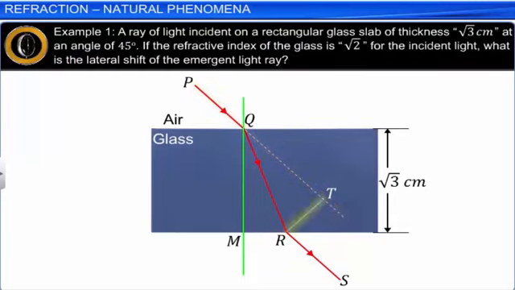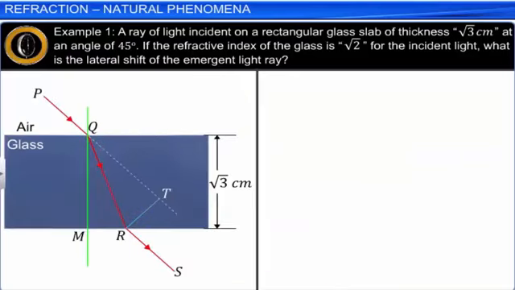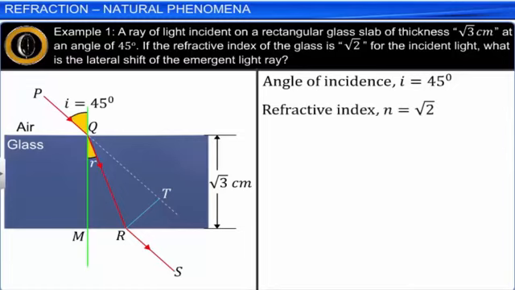Given that the angle of incidence I is equal to 45 degrees and the refractive index of the medium is √2. From Snell's law, we have n is equal to sin i by sin r. Substituting the values of n and i, and on further simplification, we get r is equal to 30 degrees.